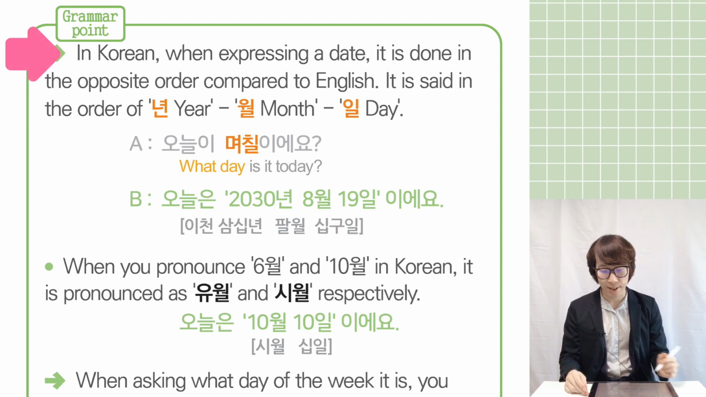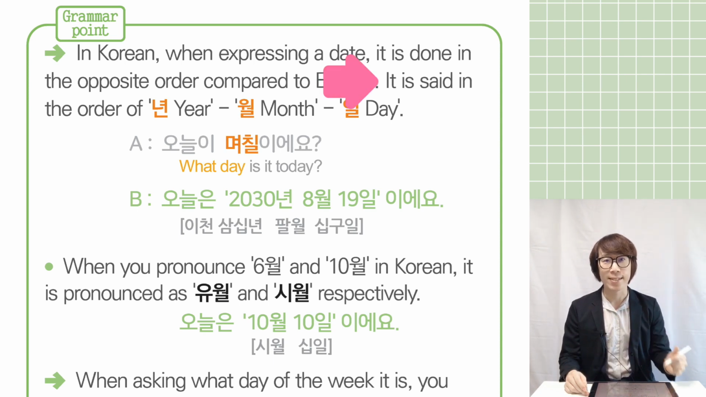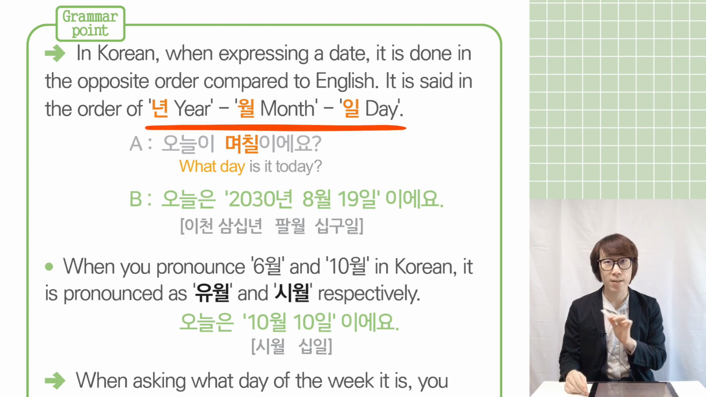So can you see here? In Korean, when expressing a date, it is done in the opposite order compared to English. In English, when we say the date, we say date, month, and year. But in Korean, the order is opposite: year, month, date. It is said in the order of 년, 월, 일. So year, month, day, 년, 월, 일. This one is used with 1, 2, 3, 4.